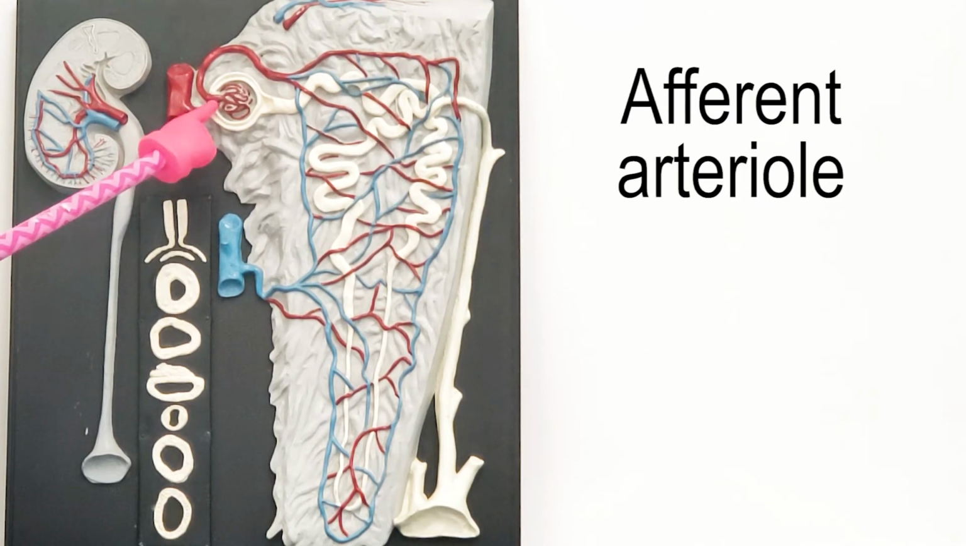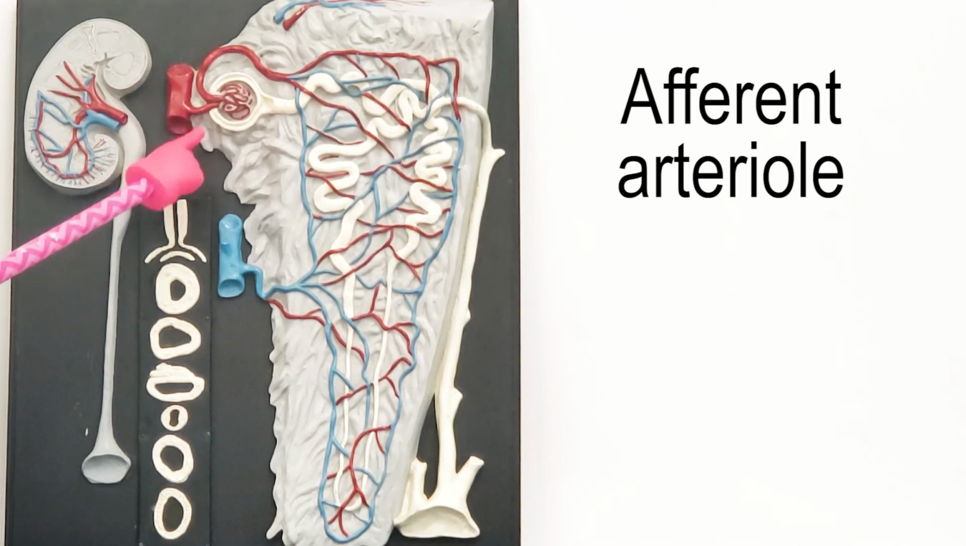Afferent arteriole. Each nephron receives one afferent arteriole, which then divides into the tangled, ball-shaped capillary network that you know as the glomerulus. This afferent arteriole carries blood into the glomerulus.